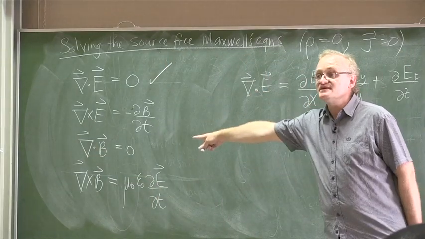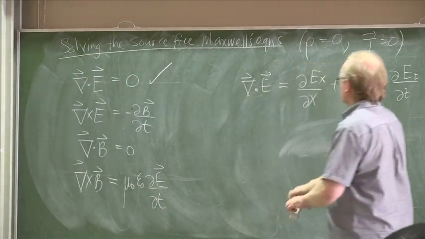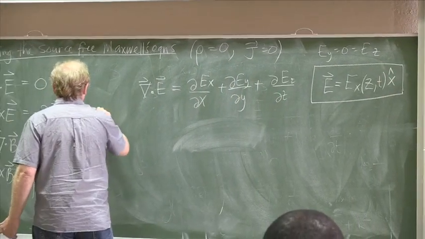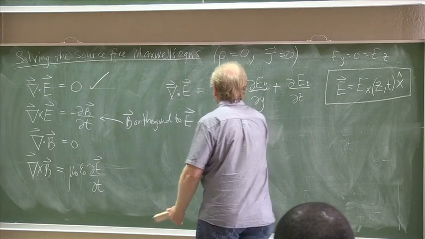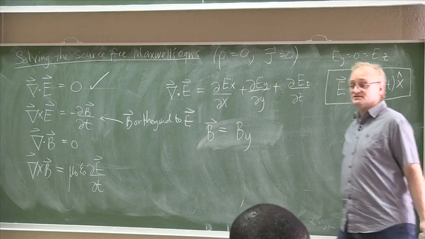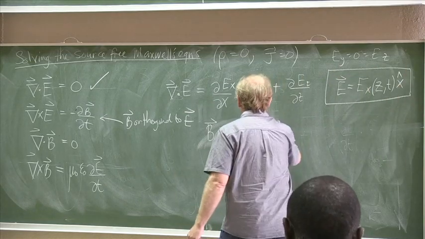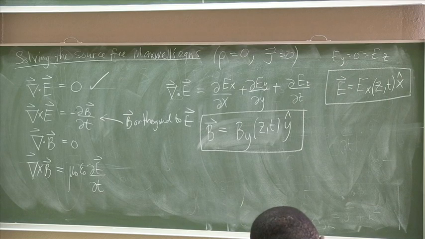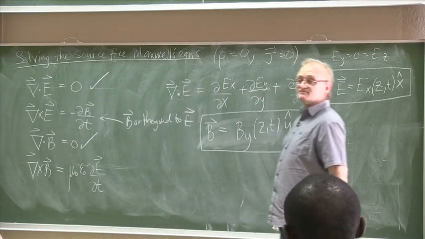And I want the divergence of B to be zero. So I want B to be orthogonal to E. So I will imagine that B is equal to just a y component. So this points now in the y direction, that points in the x direction. Good. E and B are orthogonal. I'm going to again imagine it depends on z and t, with a y hat. So now I know that that equation is also satisfied. The divergence of B is zero.